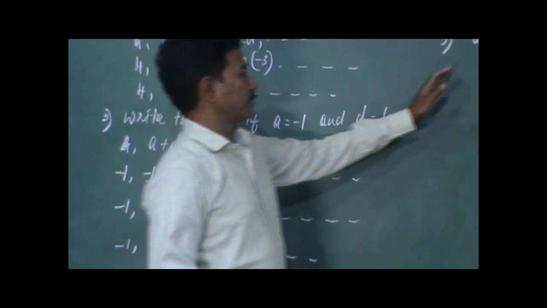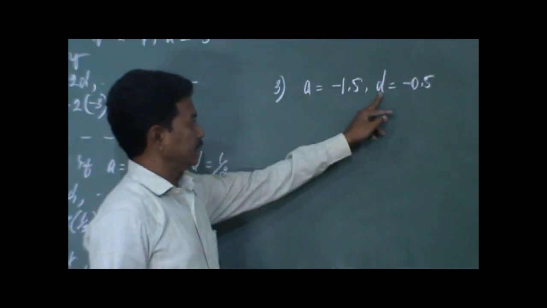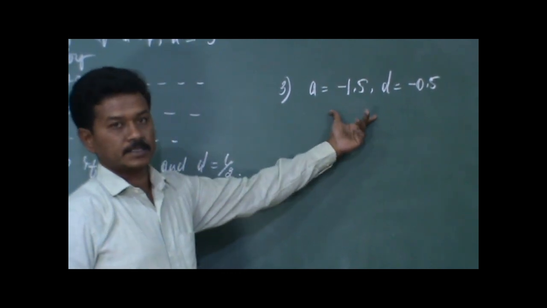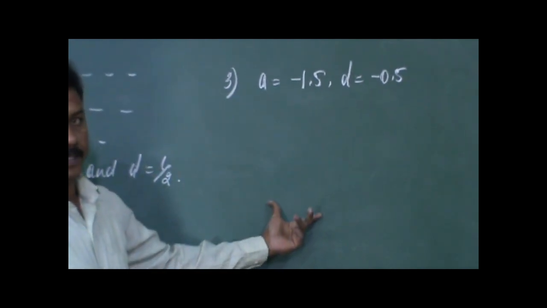So we have the third problem here. A is equal to minus 1.5 and D is equal to minus 0.5. I have given this as homework to you. You try yourself and get the required AP.